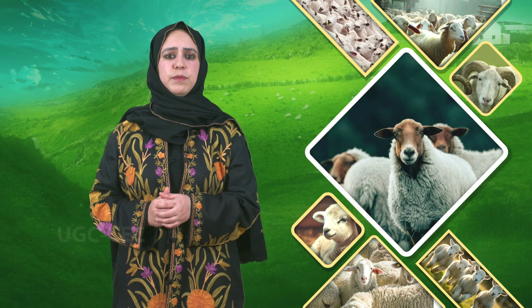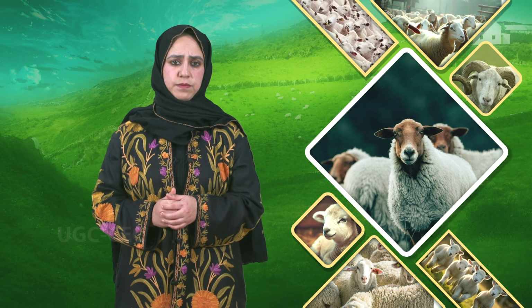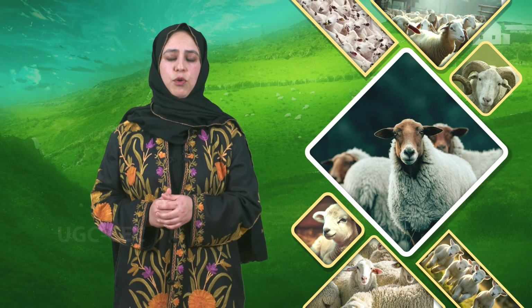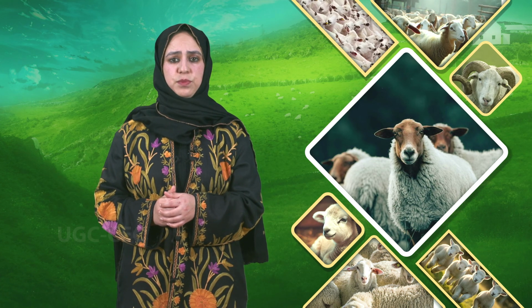Supply chain collaboration. Strengthen collaboration between different elements of the sheep supply chain, from farmers to processors and retailers. Foster transparent communication to address issues and streamline operations. Climate resilience. Develop strategies to cope with the impacts of climate change, such as extreme weather events and changing pasture conditions. Invest in infrastructure that enhances resilience, like improved water management systems.